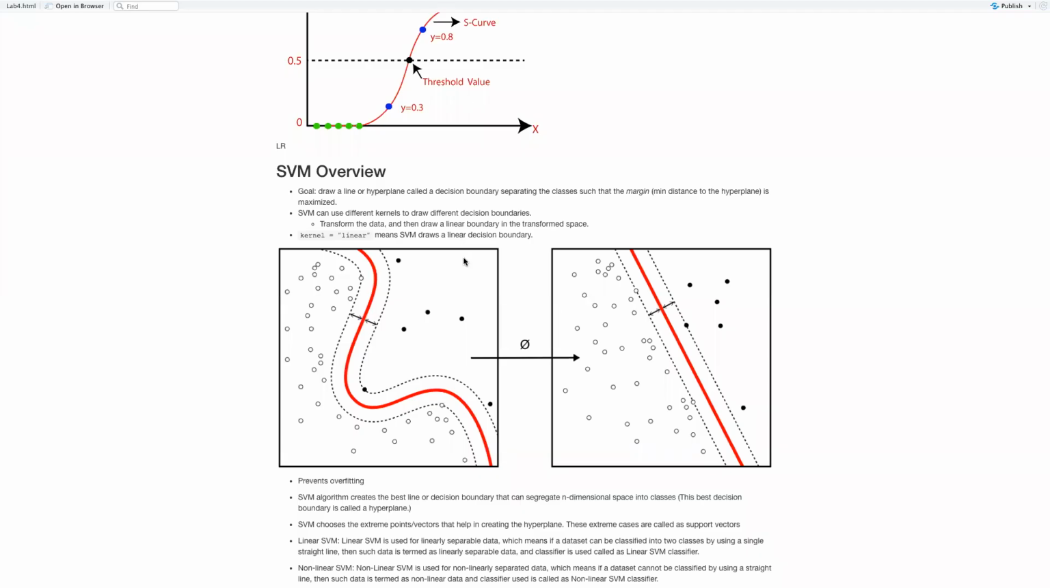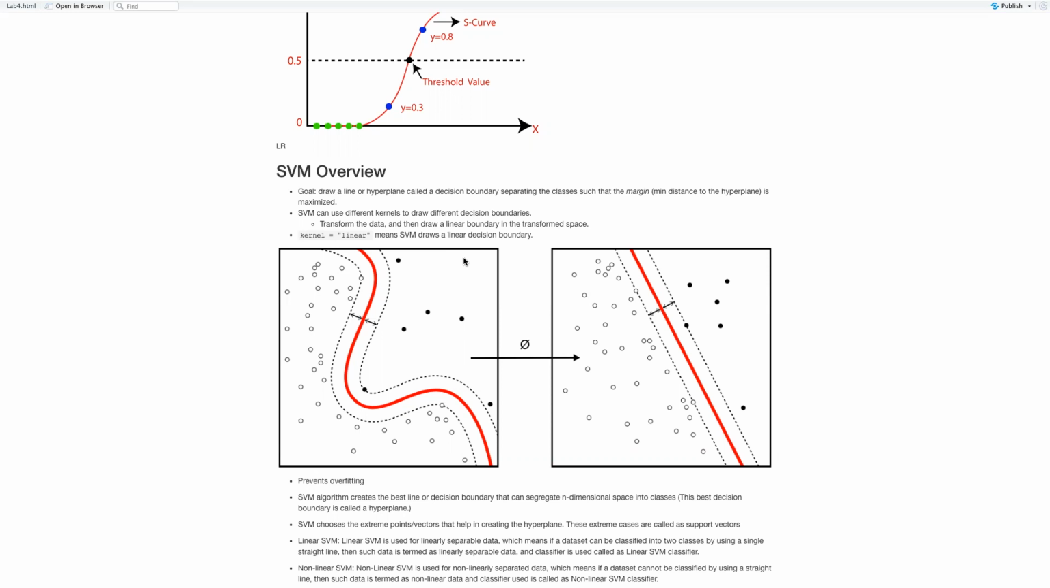So now I want to introduce you to the support vector machine algorithm. Support vector machine is one of the most popular supervised learning algorithms, which is used for classification, but also for regression problems. However, this is mostly used for classification. The goal of the SVM algorithm is to create the baseline or decision boundary that can segregate n-dimensional space into classes, so that we can easily put the new data point in the correct categories in the future.